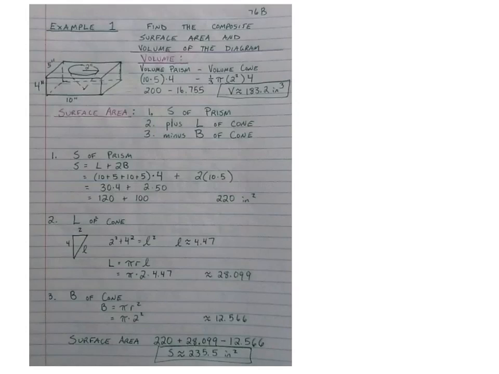Well, the easiest piece is to find the volume, because first we find the volume of the prism, which is base times height. And so I did base times height, and that gives you the volume of the prism. And then we're going to subtract out of it the cone.